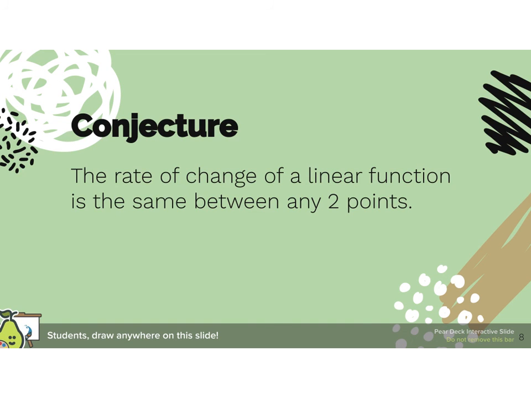So that leads us into our conjecture, which says exactly that. The rate of change for a linear function is the same between any 2 points. Doesn't matter which points you choose, you got to have the same slope each time. Remember, rate of change is the same thing as slope. Linear means straight line. How do I know my function is a straight line? Because anytime I calculate slope, I get the same number.